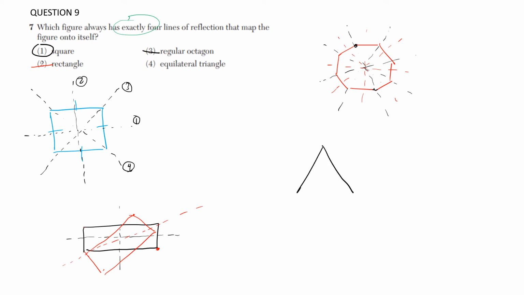And finally, the equilateral triangle, that's the same length here. If you reflect over this line, that's fine. If you reflect over this line, that's fine. And this line, that's fine. But that's only 3, right? So just like that, the answer is choice 1.